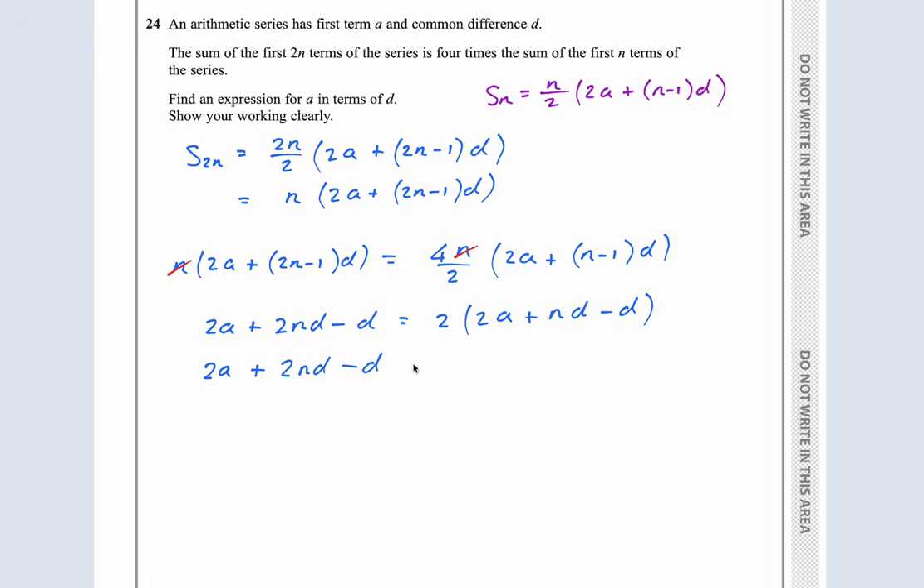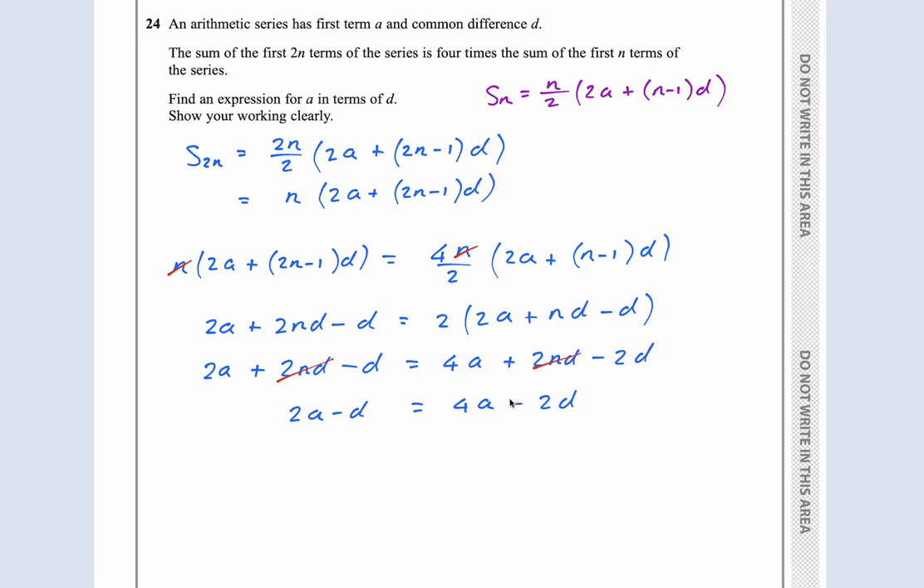Left hand side is the same. Multiply this out. I get 4a plus 2nd minus 2d. Now I had a feeling this would happen. Look, the 2nd, because we need to get rid of the n, because we want an expression for a in terms of d. So this 2nd and this 2nd, I can just subtract, because I'm basically subtracting 2nd from both sides. So they disappear. So now I'm left with 2a minus d equals 4a minus 2d.